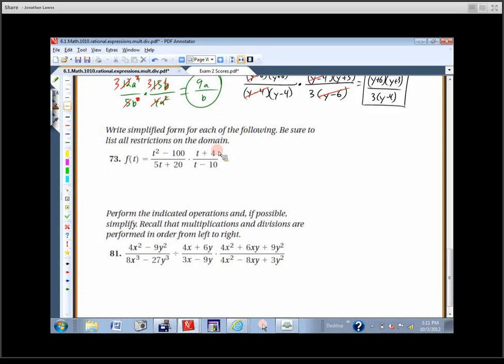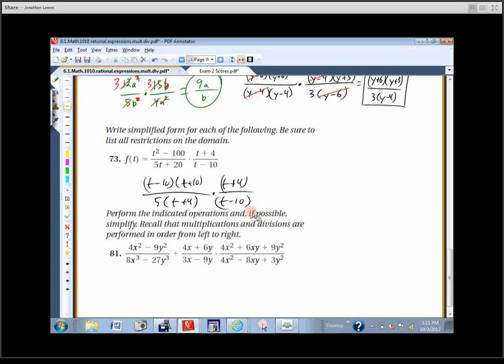So here's what we ought to do. Sticking with what we went over before, factor everything. So that's going to be t minus 10, t plus 10, 5. Let's see, that's going to be a t plus 4, right? Times t plus 4, t minus 10.